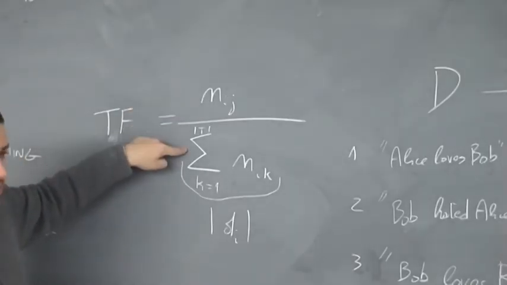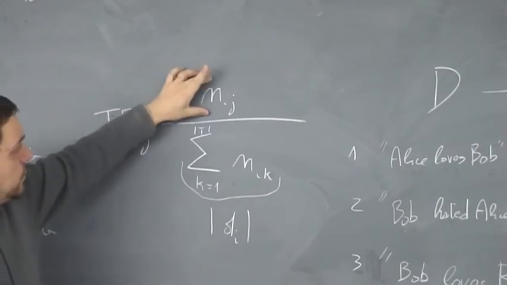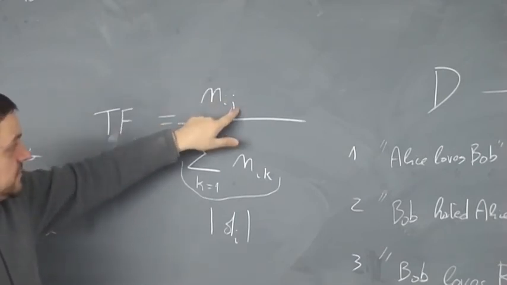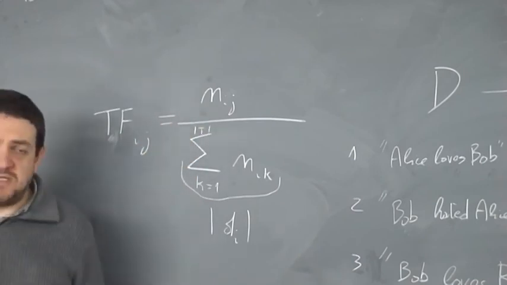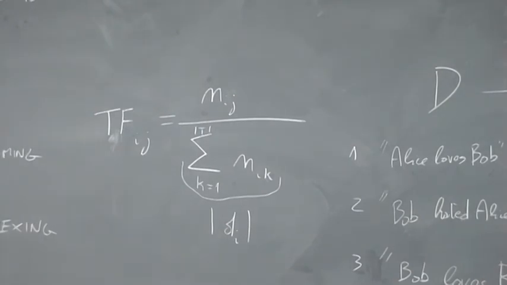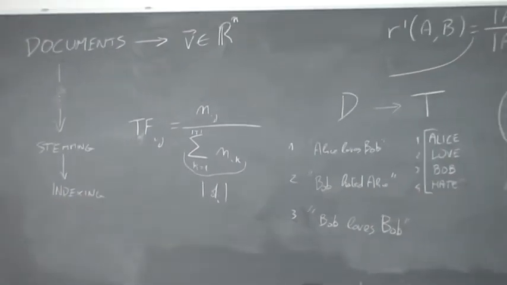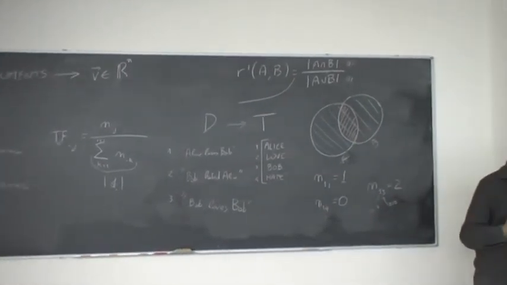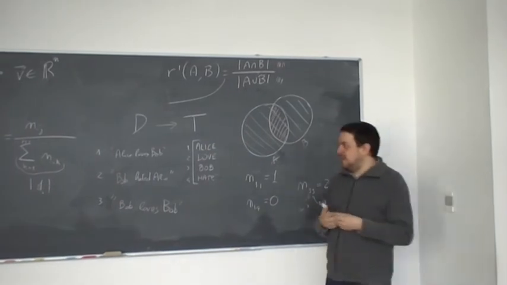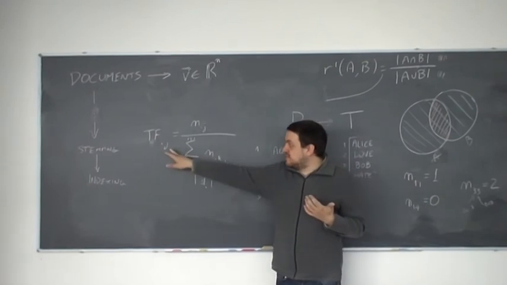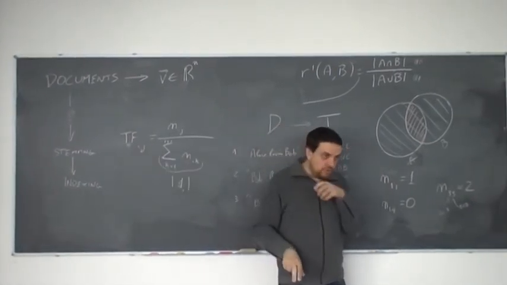Okay, why do I make this normalization? Why don't I want to consider directly the number of appearances of term j, but I divide by the document size? Because I want some good properties to be maintained by my formula. For example, I want this to be a measure of the importance of term j in document i.